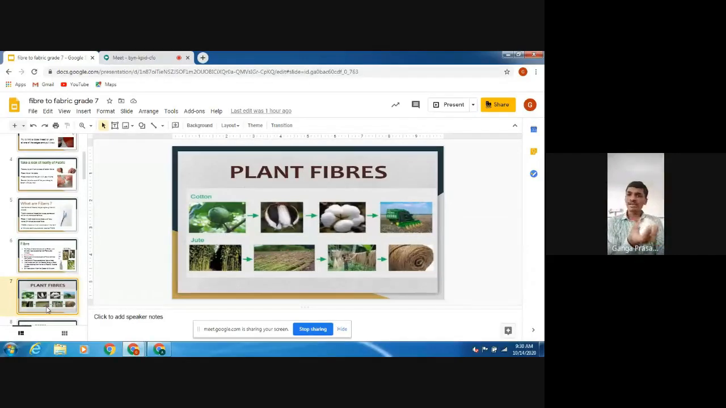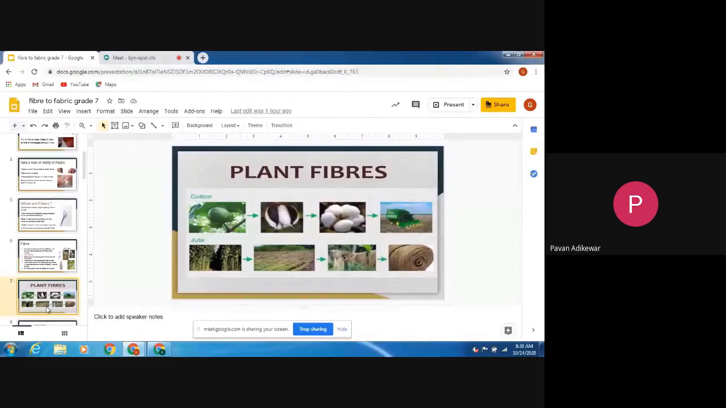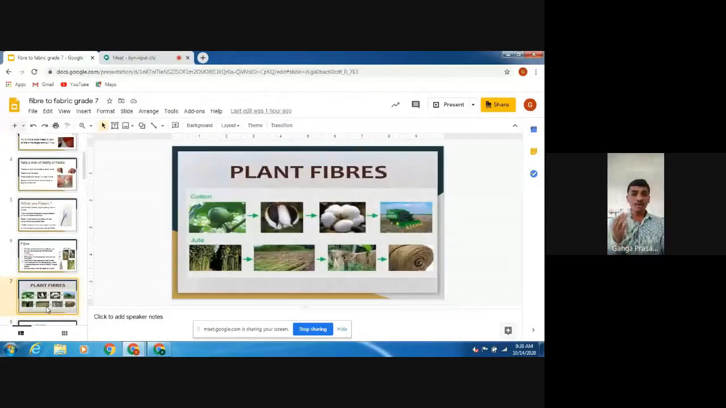So it will grow in red soil also, but it won't give much fruits, much cotton fiber. Okay, sir. Even if some diseases come, they will die. Okay? Okay, sir. And it needs a warm climate, warm weather conditions.